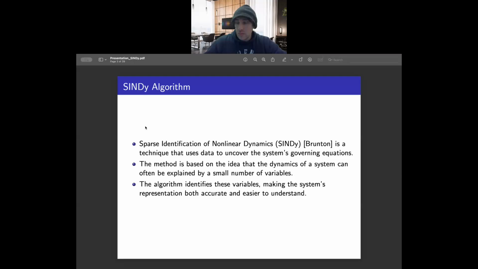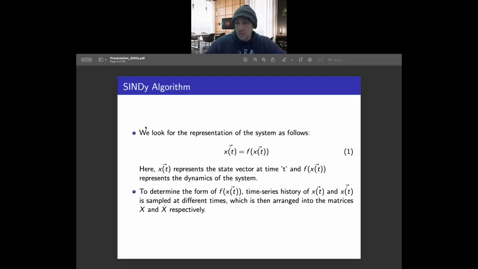So how it works is that for any dynamical system, the equation has x dot on the left, which is the differential equation representing the system, and on the right we have this function f. What SINDy does is try to replicate this f. So from the data we want to construct this f.